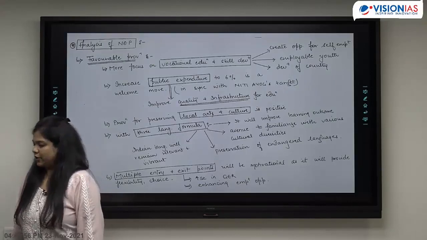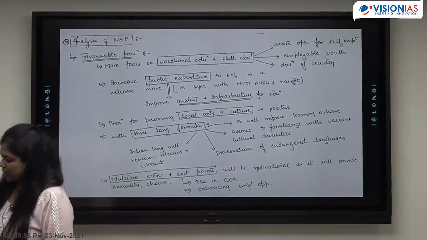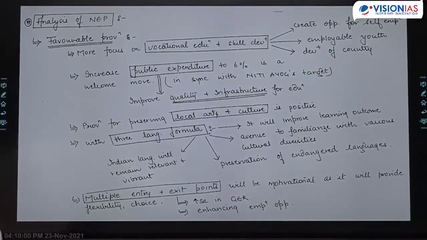Analysis. एक brief idea होना चाहिए, उसके बाद we will be talking about the analysis, overall analysis of the new education policy. So yes, the focus has been on skill development, vocational education, which will create opportunities for self-employment, or which will create an army of employable youth, which will overall contribute to the development of country. A good step. Then the public expenditure we are talking about to increase it to 6%. Again, it will overall improve the infrastructure and the quality of education.